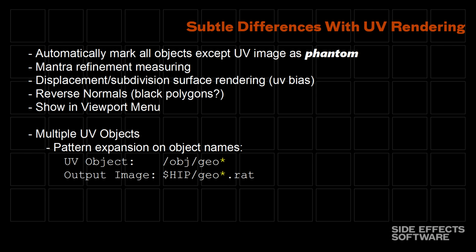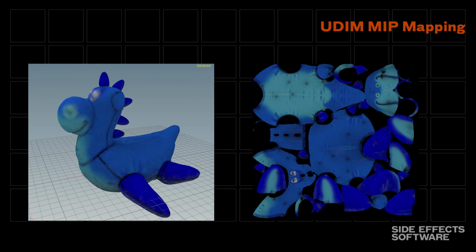There is support for multiple UV objects, and there's pattern expansion available. So we'll show you in the ROP in a little bit, but essentially you choose the UV object that you're using as the source to trace from, and that accepts wildcard expansion. So you can say /obj/geo/ and then star, let's say, and it'll pick up all of your geometry objects. And then there's an output image that's specified, and that can also use wildcard expansion, which is great for scene processing.